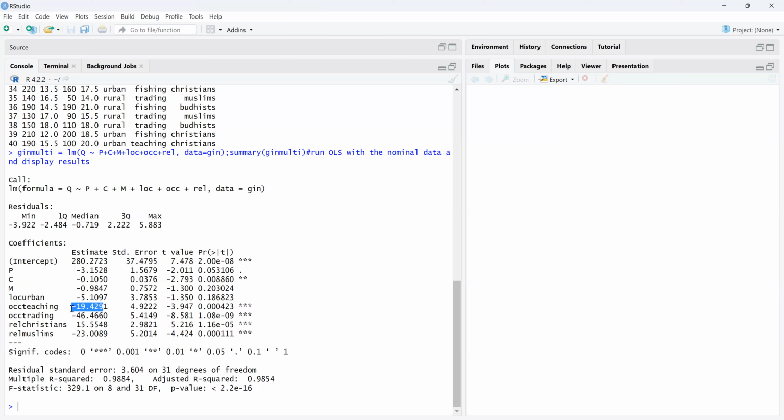Why did I use fishers? I use fishers because fishing is the reference category. You see, the reference category is not documented here. Because anytime you mention teaching, you are mentioning teaching in reference to fishing. The same way, anytime you mention trading, you are mentioning trading in reference to fishing. And so you are comparing teachers and fishers.